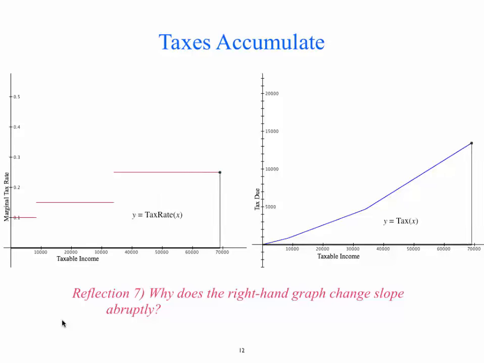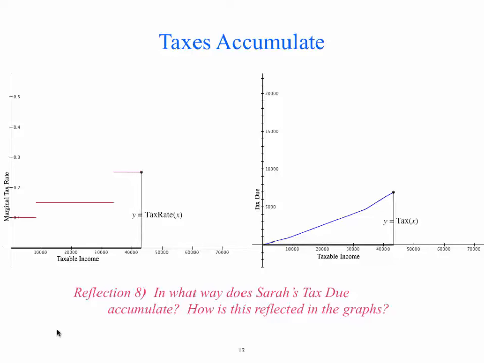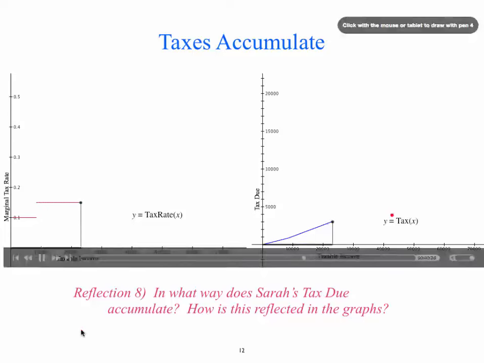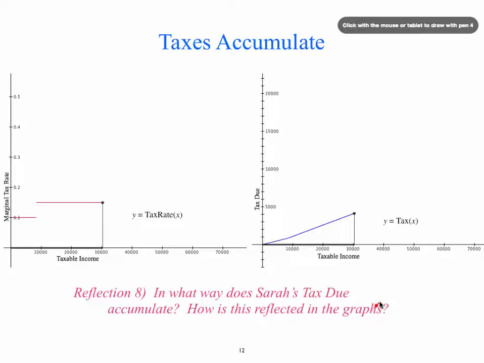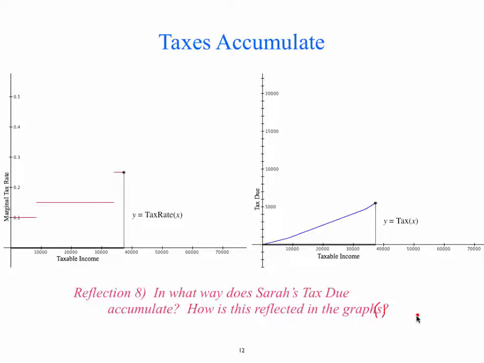Okay, in what way does Sarah's tax due accumulate, and how is this reflected in the graphs? So this is for discussion. In what way does Sarah's tax due accumulate, and how is this reflected in the graphs? Graph or graphs? Yes, it's discussed in the table, that's right.